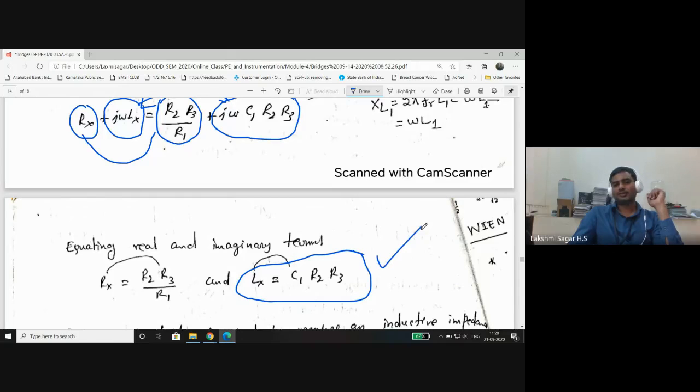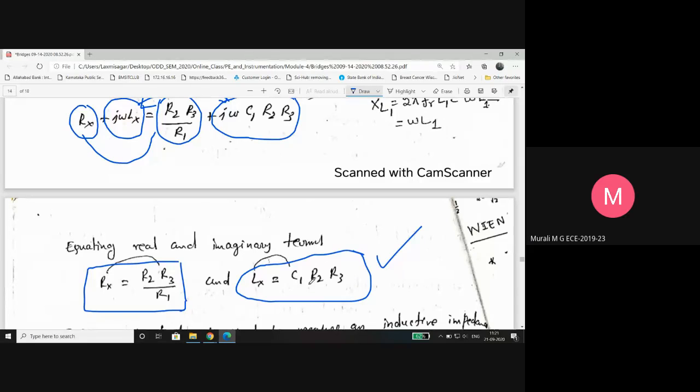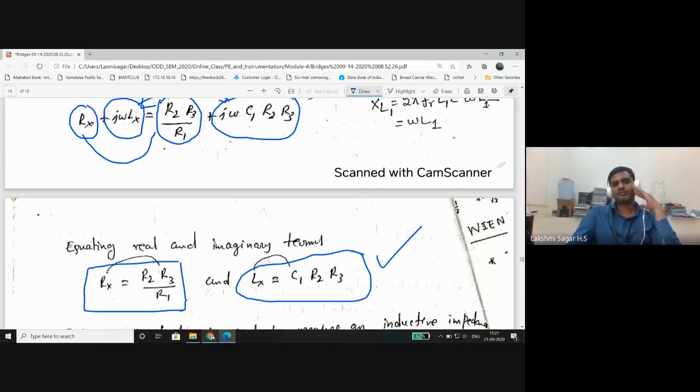Right? Understood? Next, the unknown resistance Rx is equal to R2 into R3 divided by R1. Understood, my dear students? Yes, sir. Understood, all of you wrote it down?